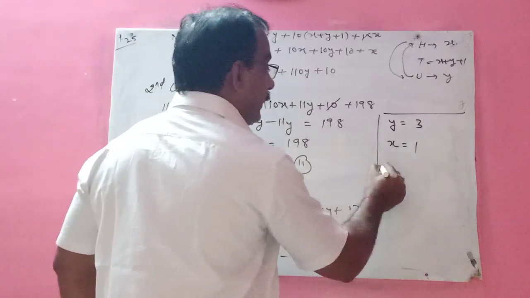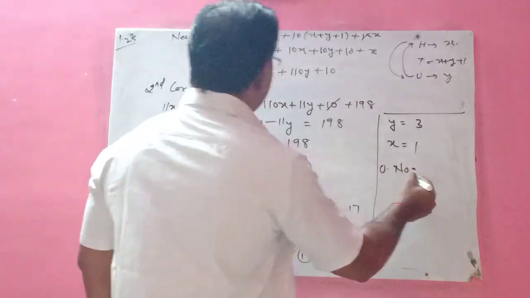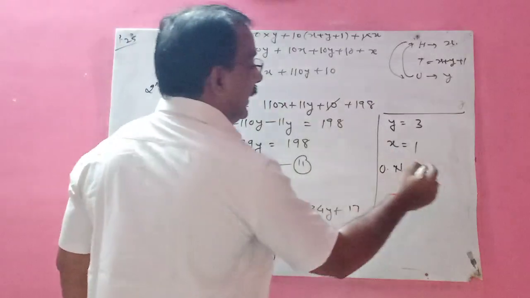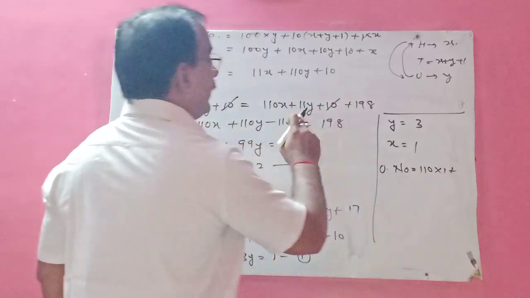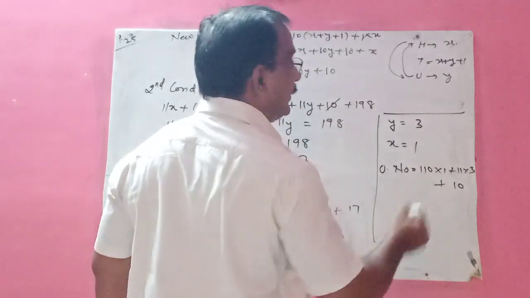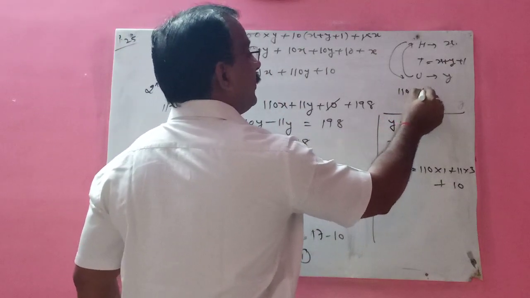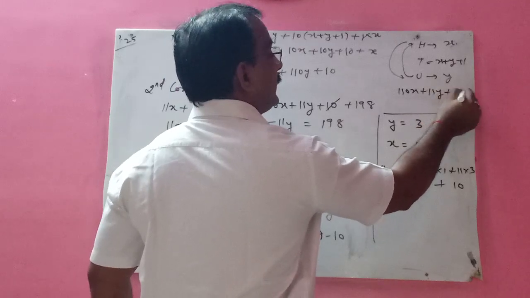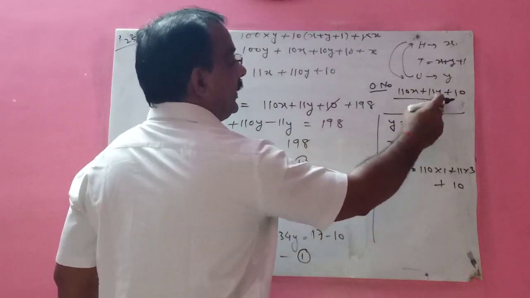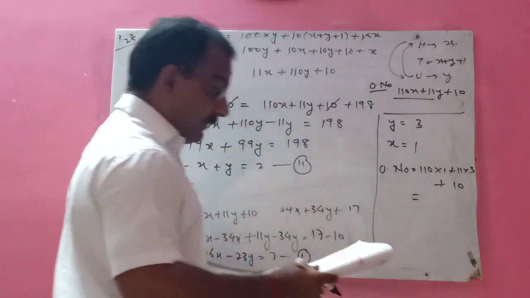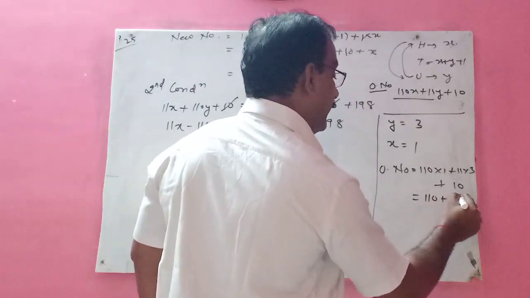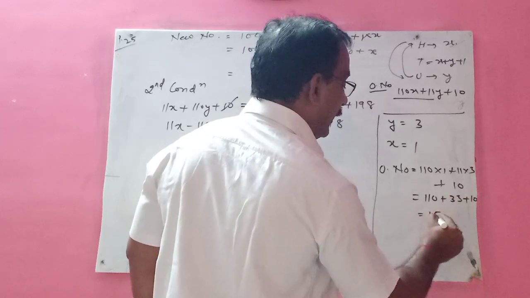So what is your original number? The original number is 110x plus 11y plus 10. So I have substituted x is equal to 1 and y is equal to 3: 110 into 1 plus 11 into 3 plus 10, which I will get as 153. 110 plus 33 plus 10 is equal to 153.